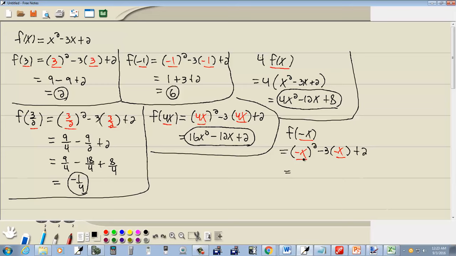Now negative x squared. Negative x times negative x gives us a positive x squared. Negative 3 times negative x gives us a positive 3x. And then I'll bring down the plus 2.